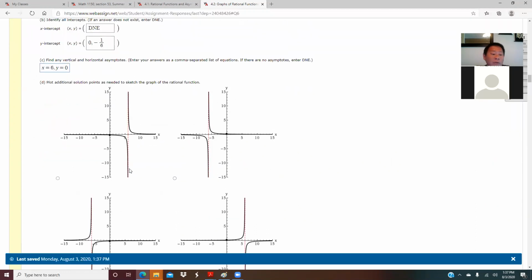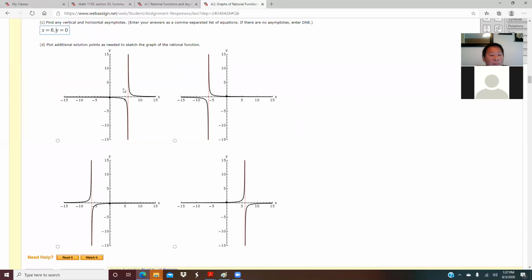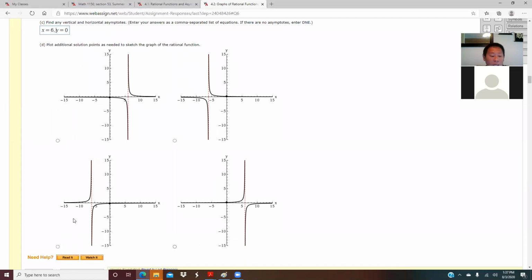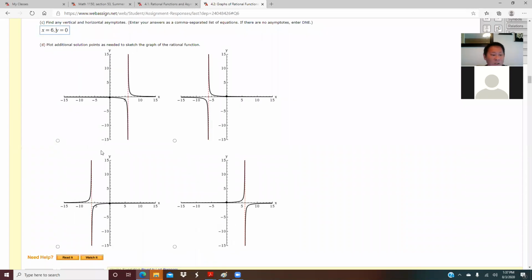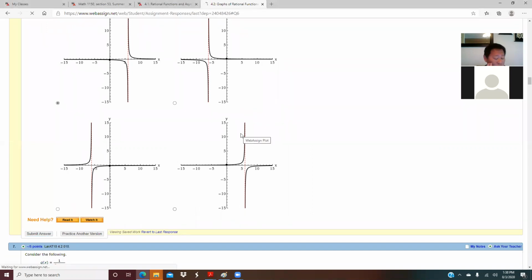So what does your graph look like? Because x equals 6 is your vertical asymptote, it looks like either A or D, because this one is at -6. So we know it's wrong. These two are wrong. So this is 1 over, so we did not flip it on the y-axis. So your answer in this case will be A. So this is how we do your questions here.